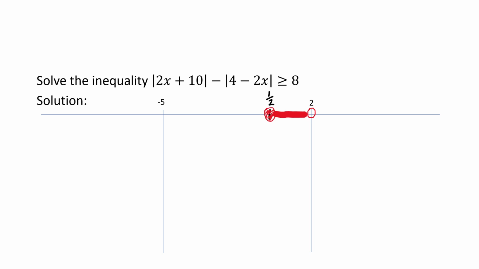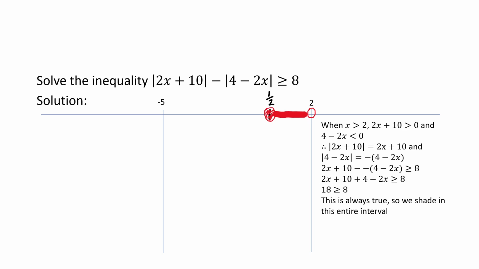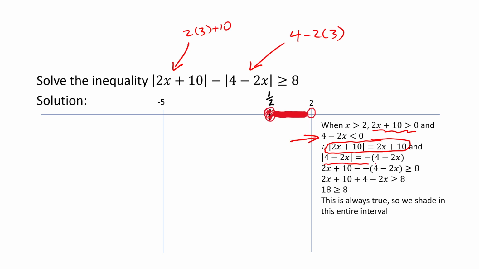And remember that 2 acts as a restriction. And sometimes I say, there's a wall there, and you can't go past the wall. Now, to the right of 2, 2x plus 10 is positive. For instance, let x equal 3. Well, 2 times 3 plus 10 is positive. But 4 minus 2x would be negative. 4 minus 2 times 3 is a negative number. So since 2x plus 10 is positive, the absolute value of 2x plus 10 equals 2x plus 10. And since 4 minus 2x is negative, the absolute value of 4 minus 2x is negative of 4 minus 2x.